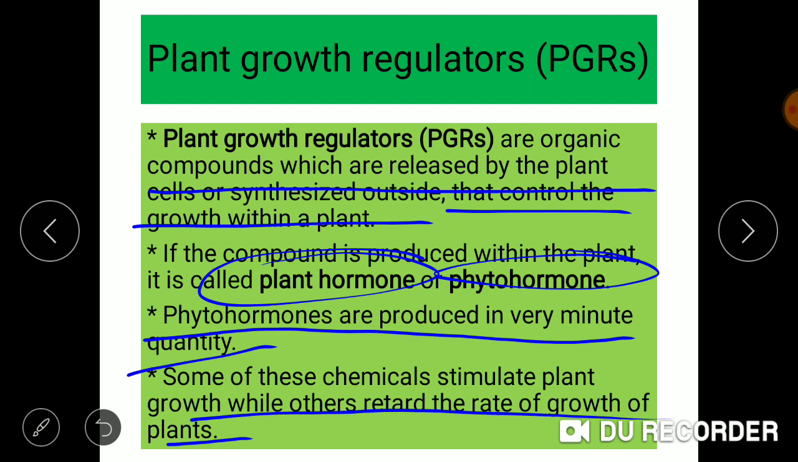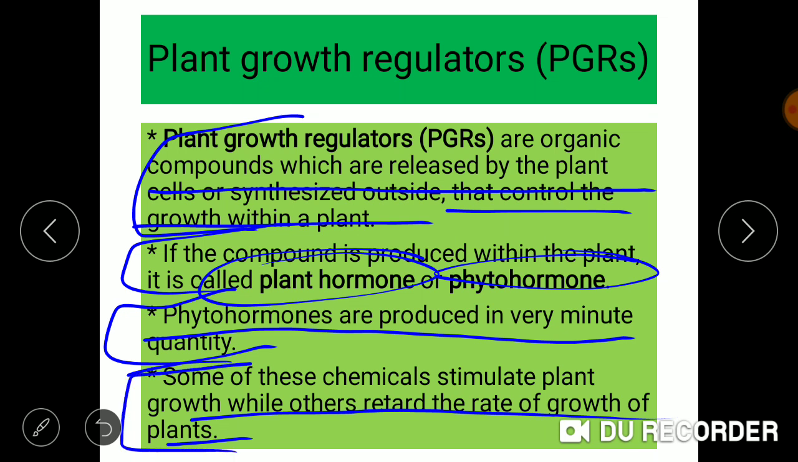So the plant growth regulators are either produced by the plants or synthesized outside, and they control the growth within the plant. The regulators which are produced within the plant are known as plant hormones. These hormones are produced in small quantity by the plants. Some of these plant hormones are responsible for the growth of the plant, while some are responsible for stopping the growth of the plant. Examples of plant hormones are auxin, gibberellin, cytokinins.